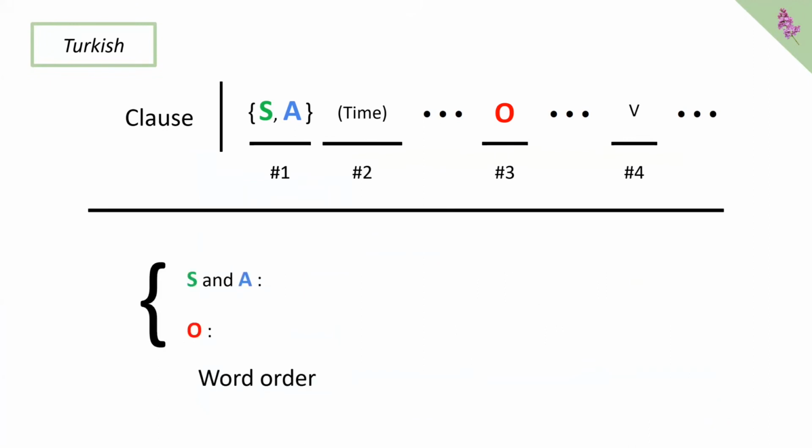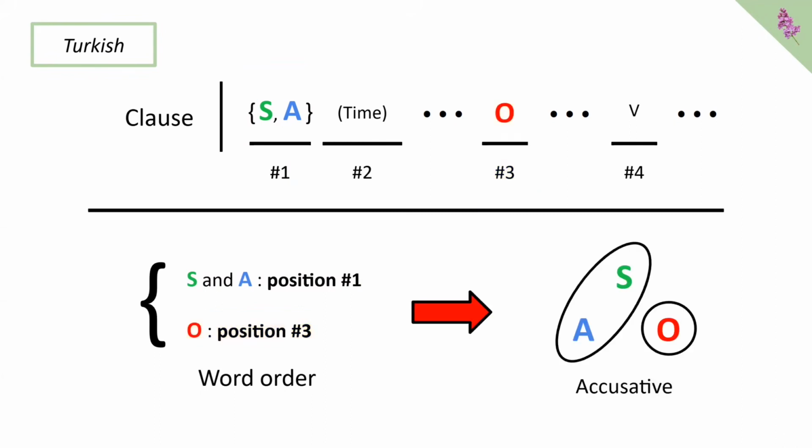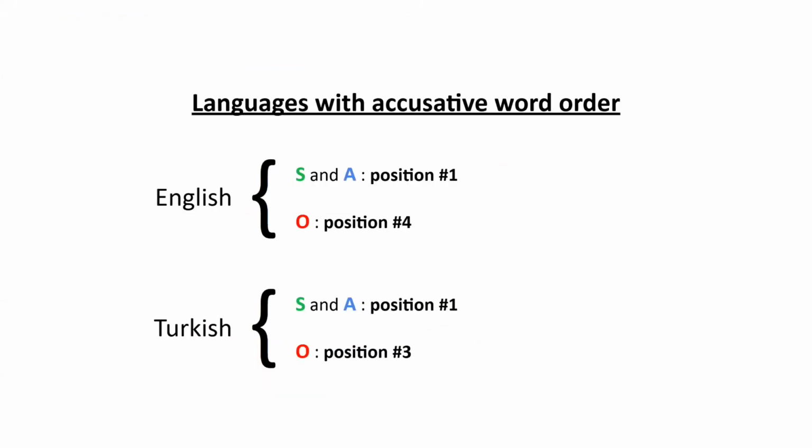If we reflect on all the observations we've made about Turkish word order, we'll notice that S and A arguments occupy the same clausal position, while O arguments occupy a different one. Thus, Turkish exhibits accusative alignment with respect to word order. The information I've presented in this section can be summarized as follows.